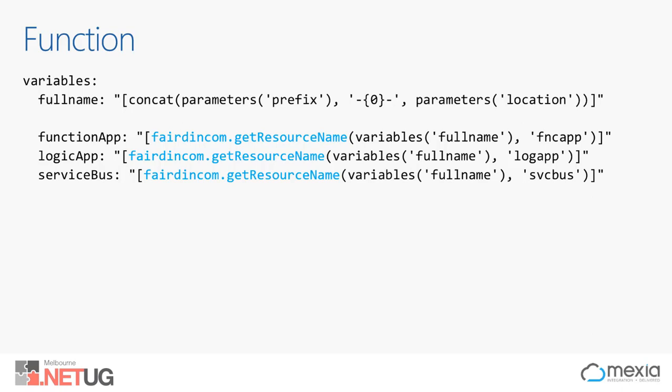So this is a variable section. We define the full name, and we pass that full name into that function with those suffixes. The function app has the same structure with a different suffix, and the logic app will have a different suffix. Service bus will have a different suffix, but the overall structure is very similar to each other. So yeah, this is very useful.